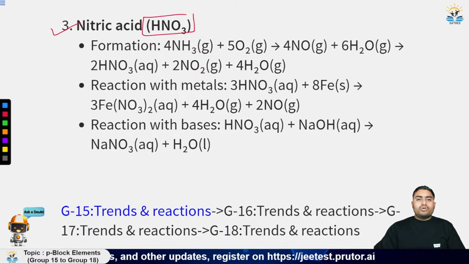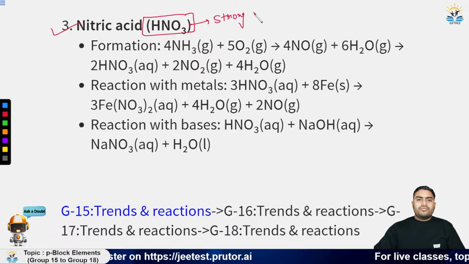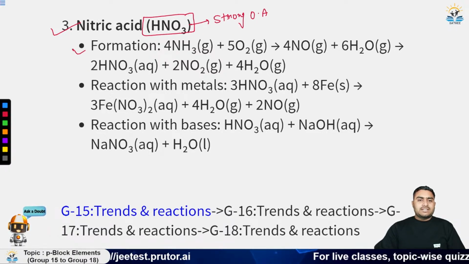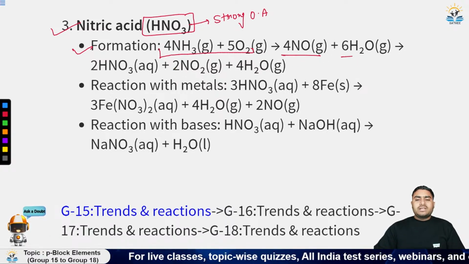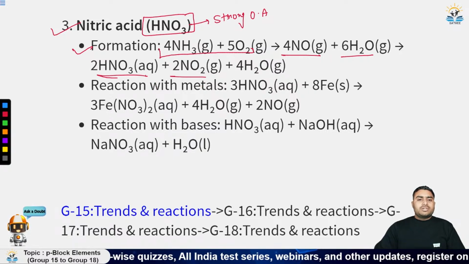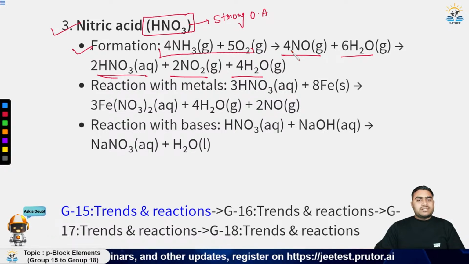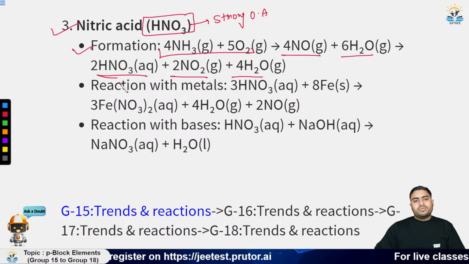Nitric acid is a strong oxidizing agent. How can we form nitric acid? When ammonia is reacted with what? Oxygen, it will form 4NO plus 6H2O, right? And this further forms 2HNO3 plus 2NO2 plus 4H2O. So 4NH3 plus 5O2 gives 4NO plus 6H2O, and which further forms what? 2HNO3 plus 2NO2 plus 4H2O.